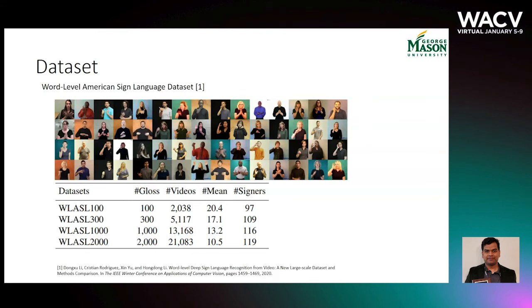This is the data set we used for the experiment. This data set was recently introduced and it has four subsets based on the number of classes they have. More details can be found in the paper.